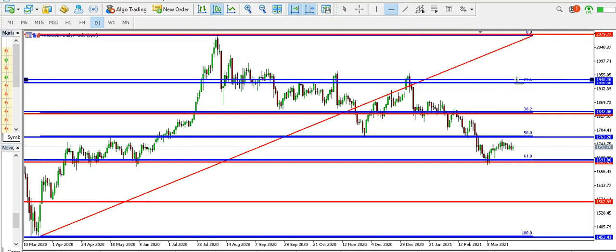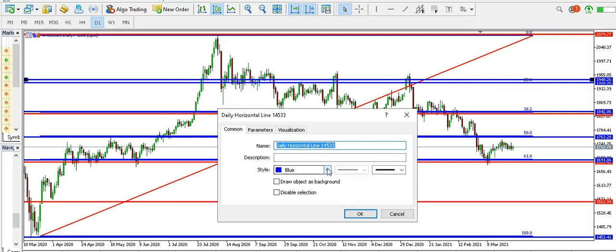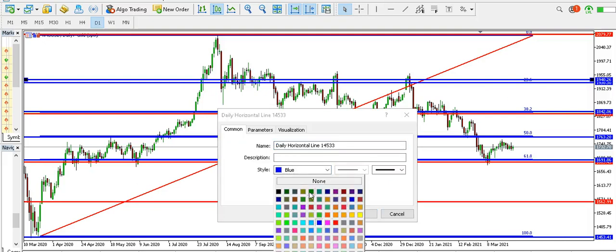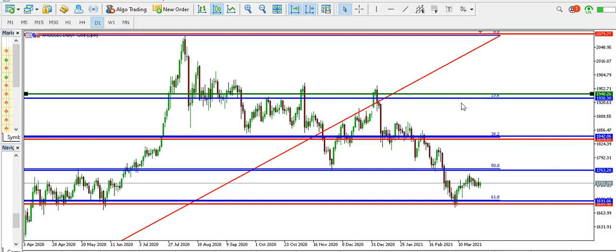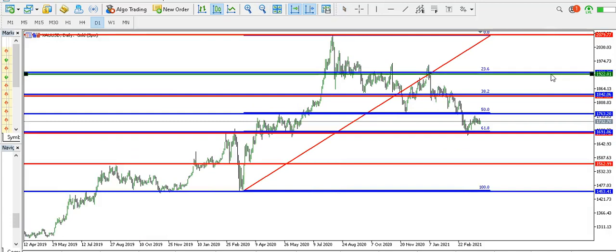So I have a level here. I'm going to change this to green. That's my daily 23.6. Let me just put it somewhere below the weekly, which is the blue line. That shows I have two horizontal lines, one for the daily and the other for the weekly.